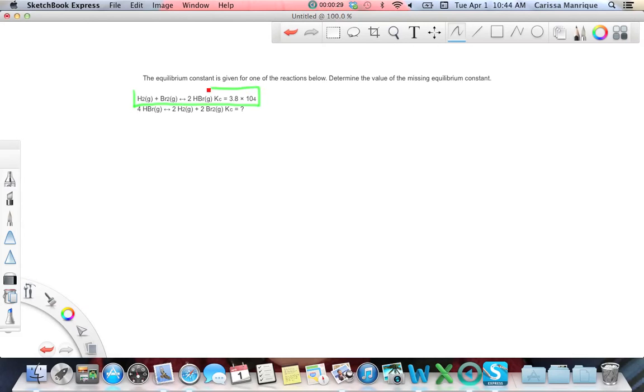Now I need to look at how I manipulated it. How did I change it below? So first off, let me change my color. Let's look at HBr, for example. HBr is now on the reactant side. Over here, on the above one, it's a product. Over here, it's a reactant. So the first thing I did was flip the reaction.